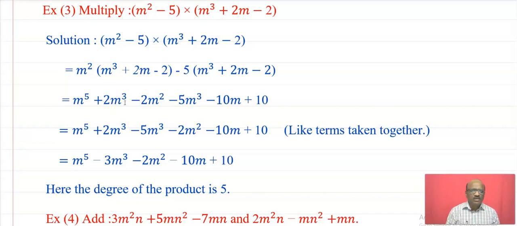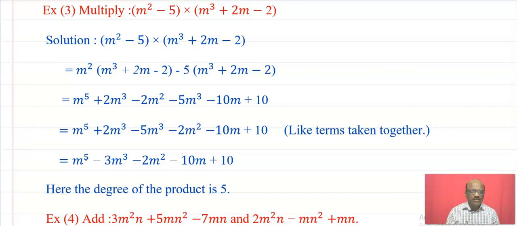And now see this here, m raised to 5 is as it is. 2m cube minus 5m cube, these are the like terms we have collected here. And the next is the square term, which is the single one, and the single power. That is, power of m is 1 here. That is minus 10m plus 10. Now here is m raised to 5 plus 2m cube.